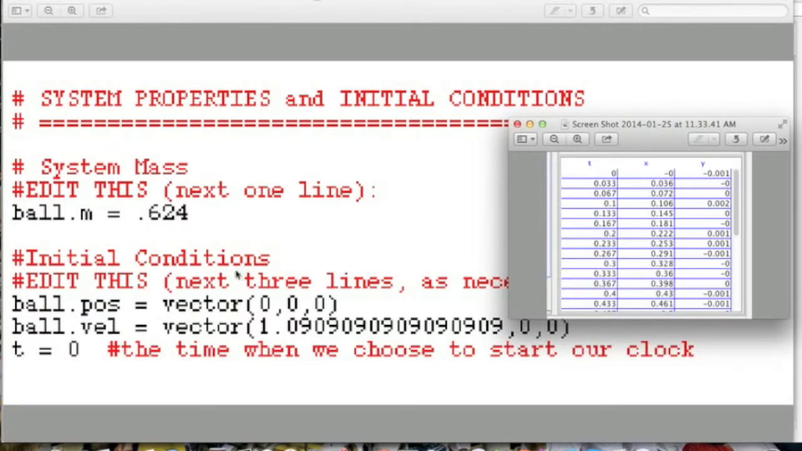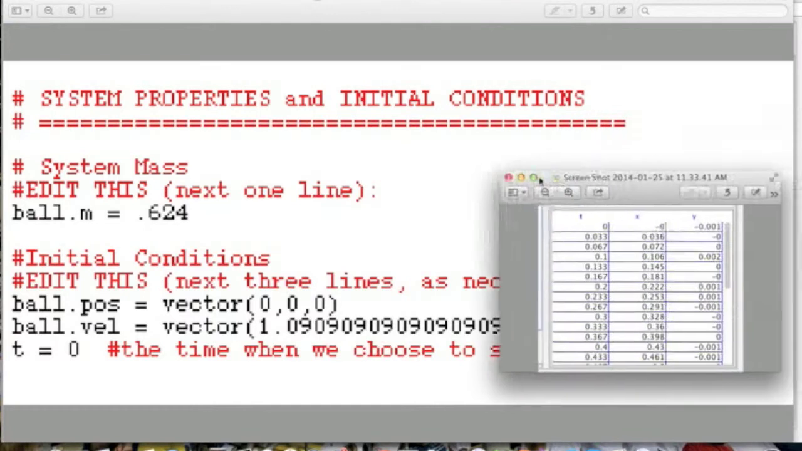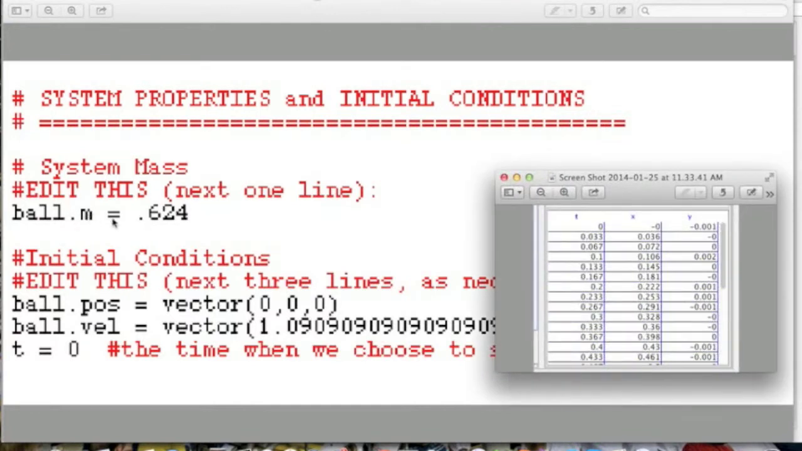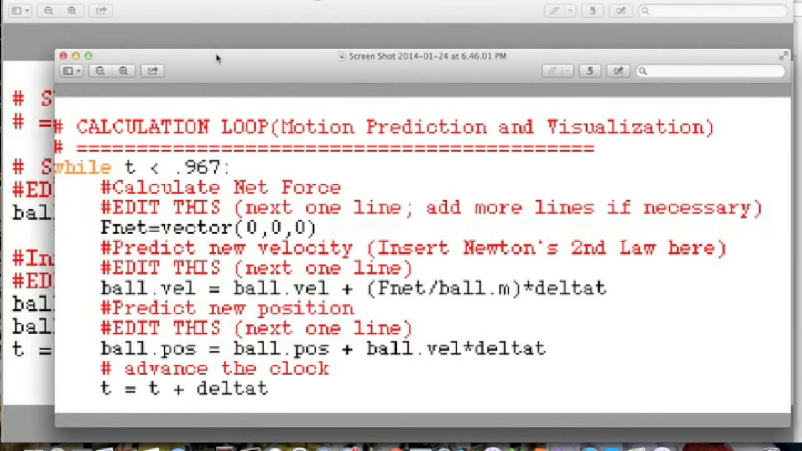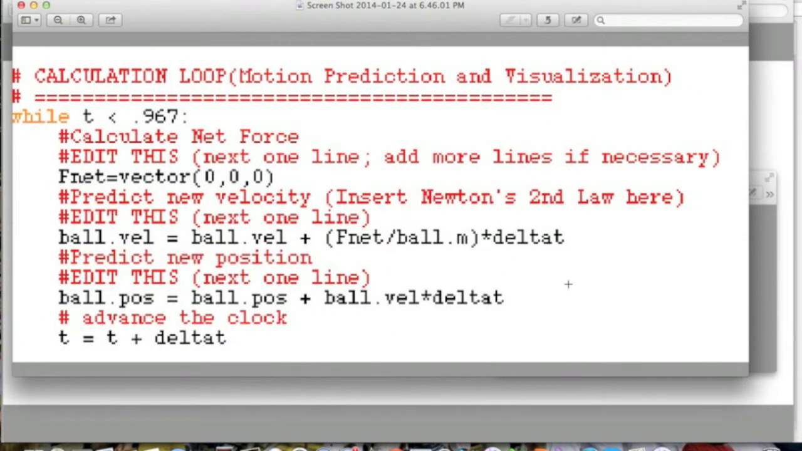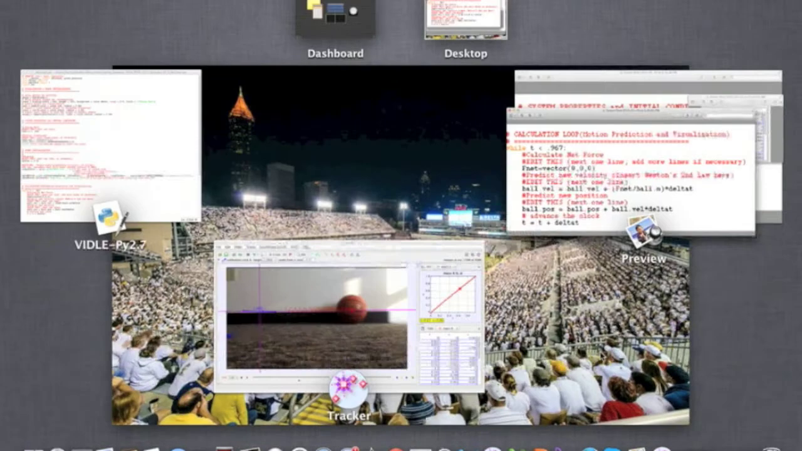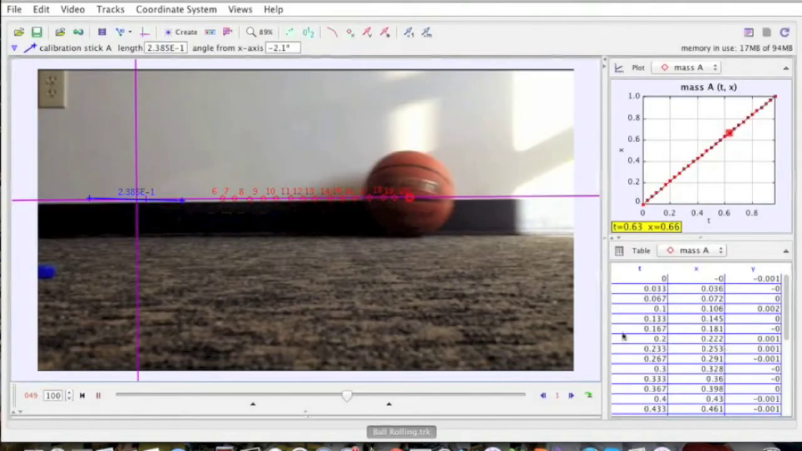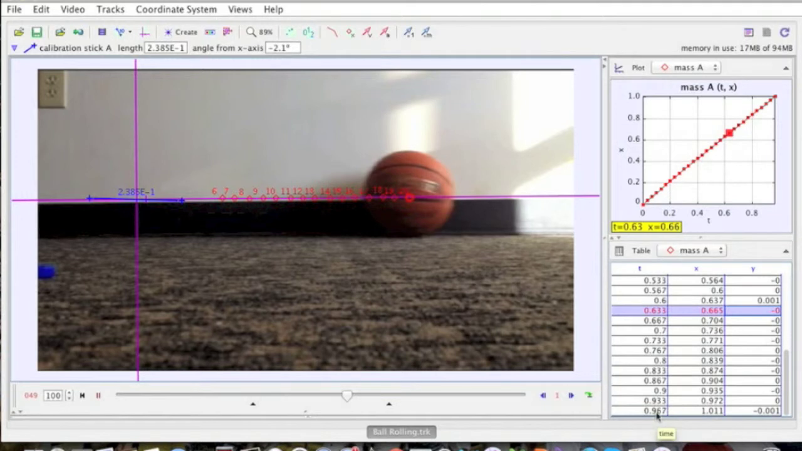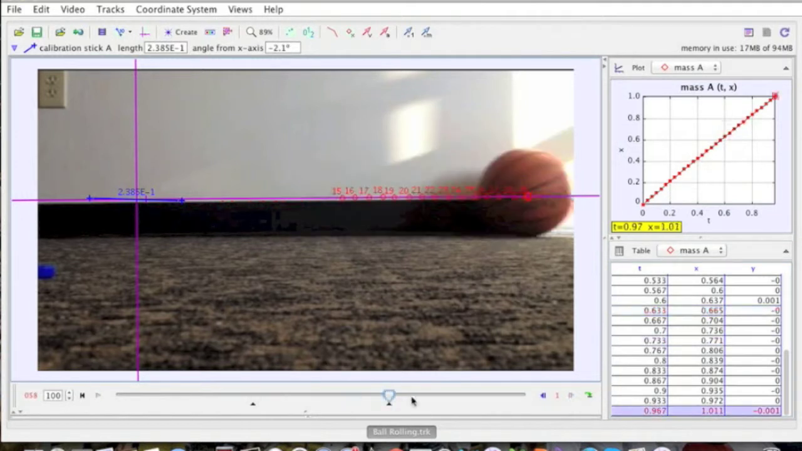I also had to enter in the mass, and the basketball has a standard mass of 0.624 kilograms. I then made the time interval 0 to 0.967 because, as you can see in Tracker, the time goes to 0.967, which is this point right here.